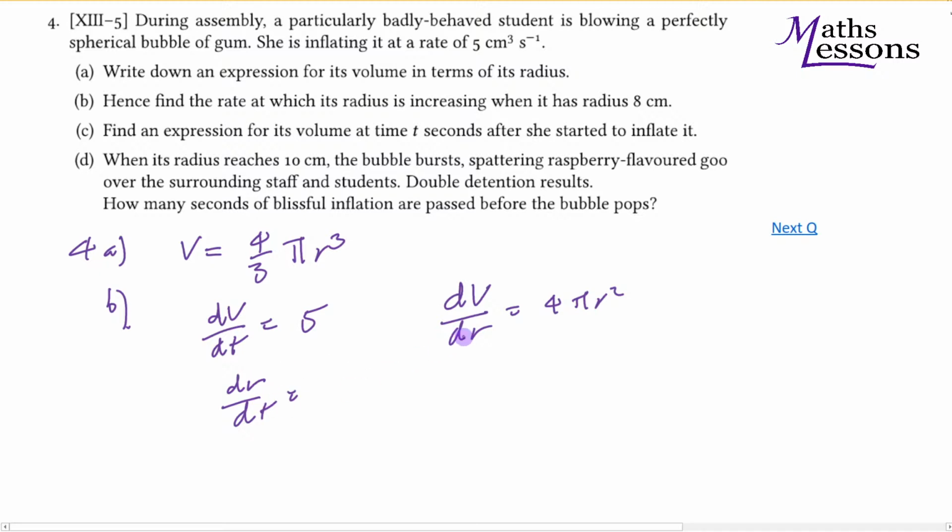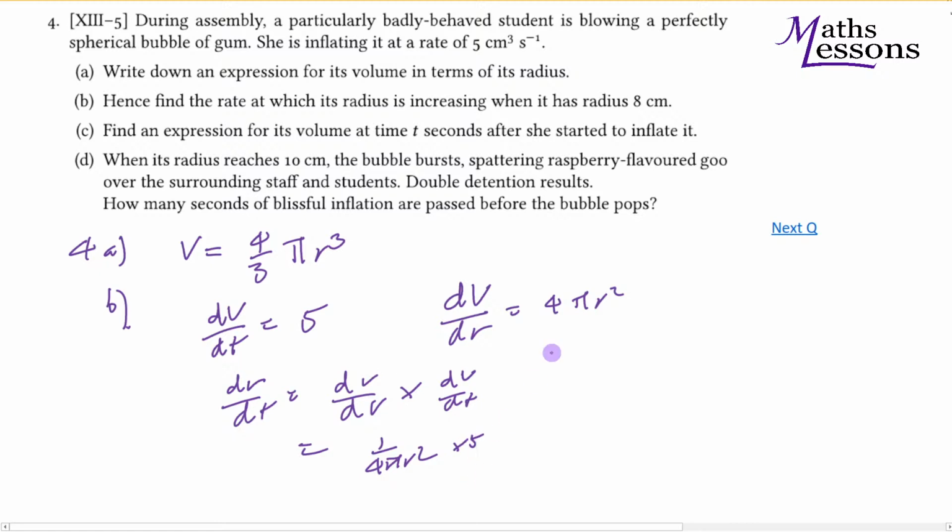No, it won't. Sorry. Yeah, it is. Sorry. Or we could write it as dr by dV times dV by dt, and you can sort of imagine the dV's cancelling. So dr by dV is going to be 1 over 4 pi r squared. And we're going to times that by 5.